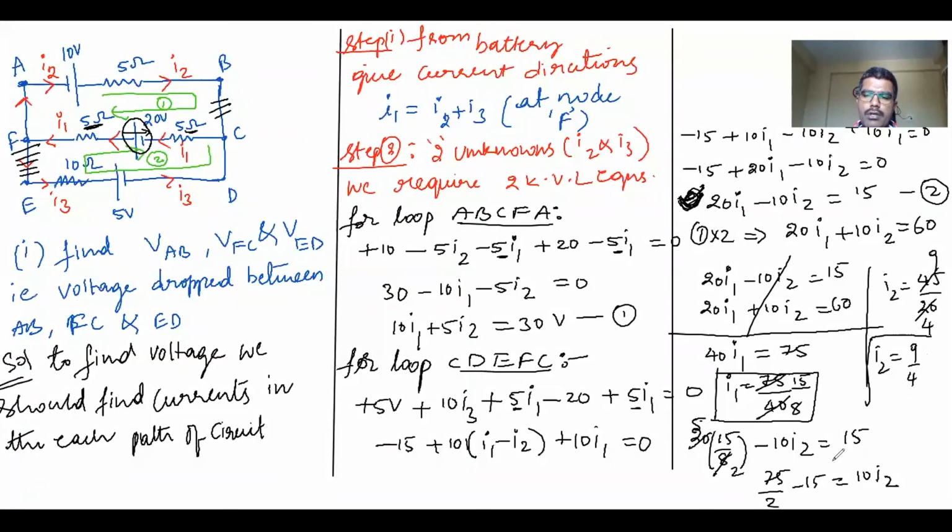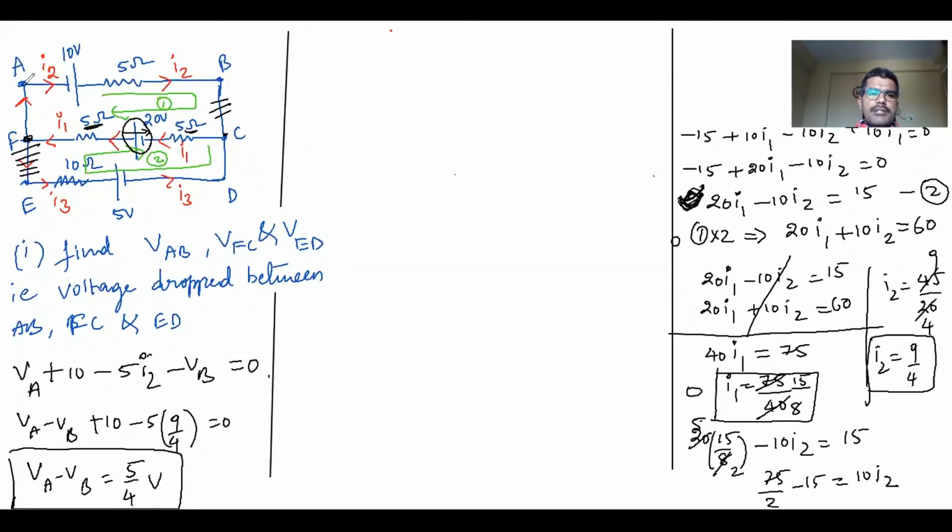I1 and I2 values we have got. After getting I1 and I2 values, we will be finding out I3 definitely, and just use the KVL equation from A to B, F to C, and as well as E to D in order to find out the voltages. I have used Kirchhoff's voltage law starting from A to B. VA plus 10 volt minus 5I2 minus VB is equal to 0. That I have written here. Substituting the I2 value and solving this, we will be getting VA minus VB, that is 5 by 4 volt.